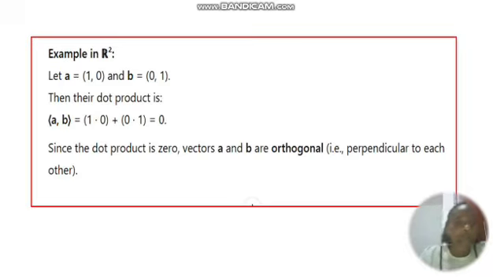For example, in 2-dimensional Euclidean space, let A equal (1, 0) and B equal (0, 1). Then the dot product is 1·0 plus 0·1, which equals 0. Since the dot product is 0, vectors A and B are orthogonal. That is to say, perpendicular to each other.